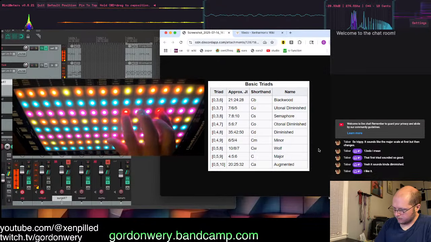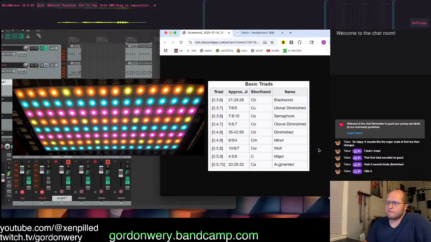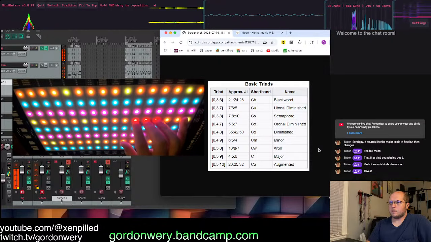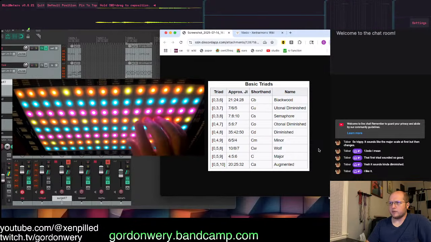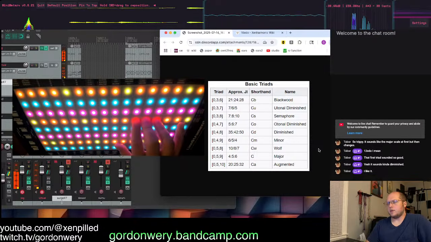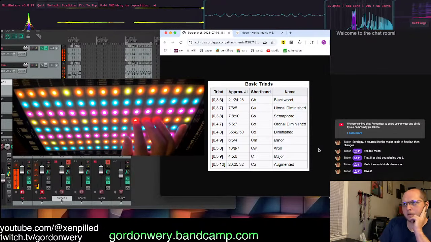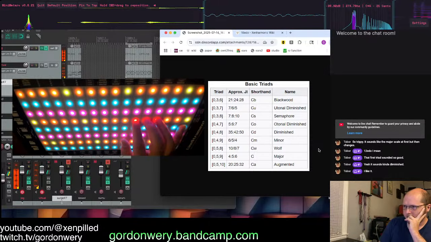So like this Blackwood chord is literally, that's a fourth on top. It's kind of more like a tone cluster than a triad. But if you consider that super major second, a sub minor third, they would stack to make a triad, I guess.